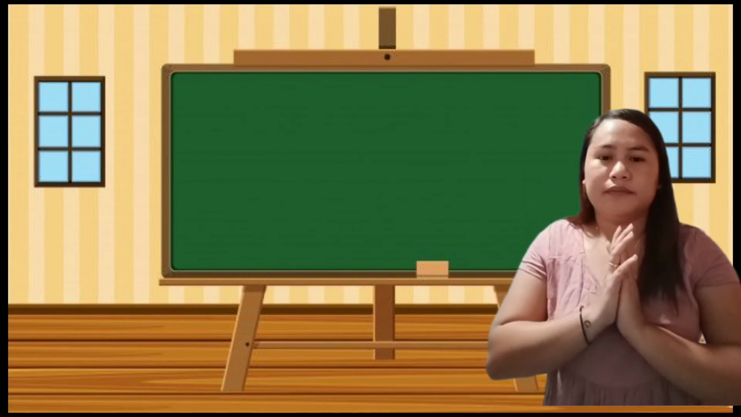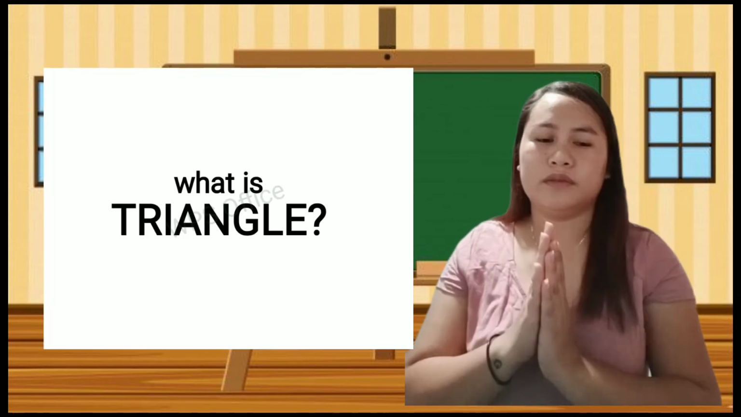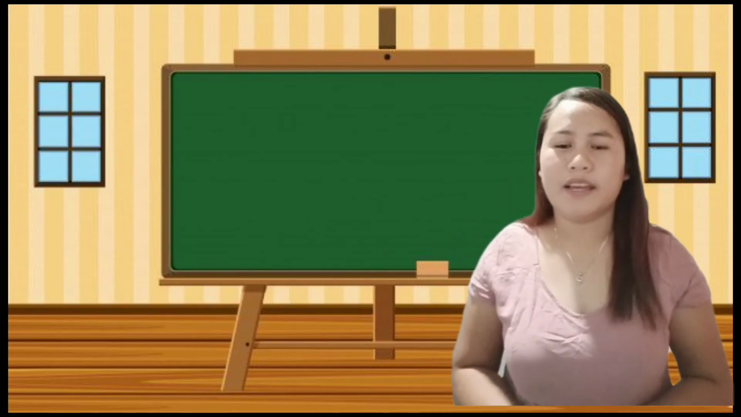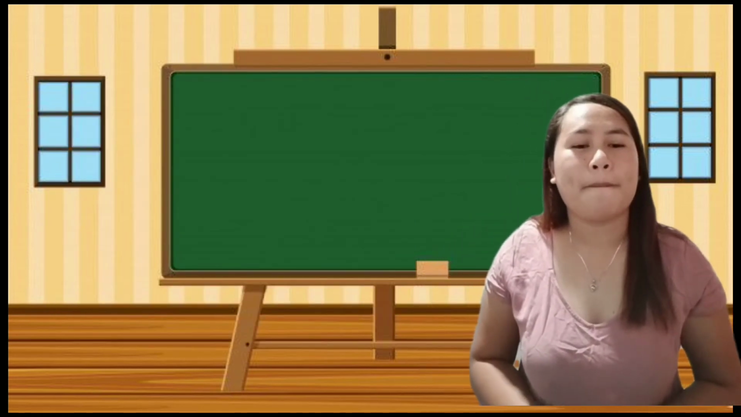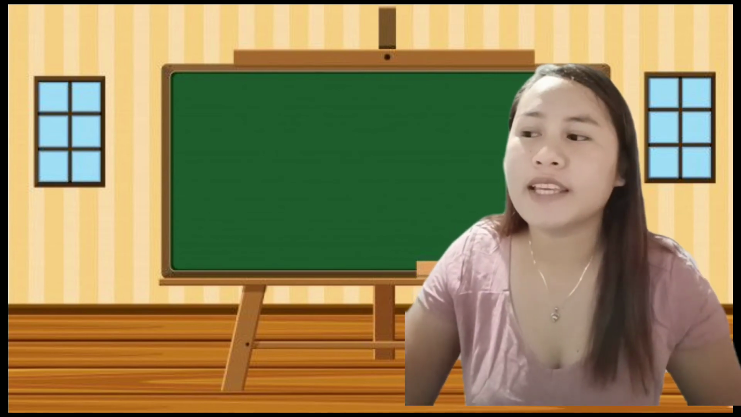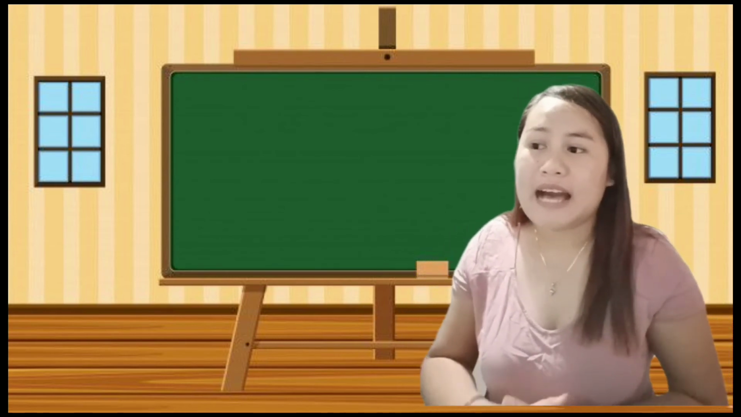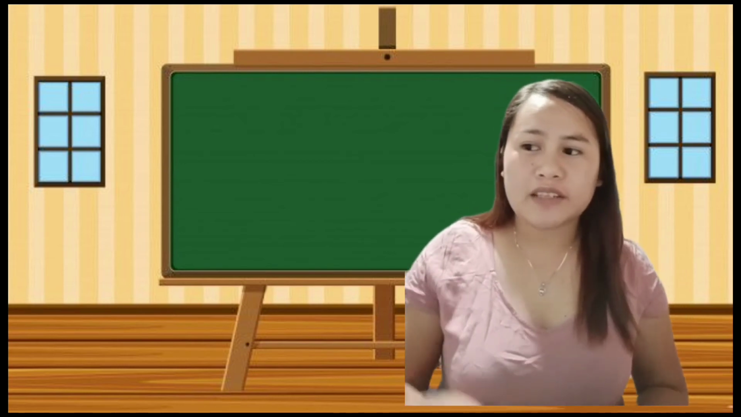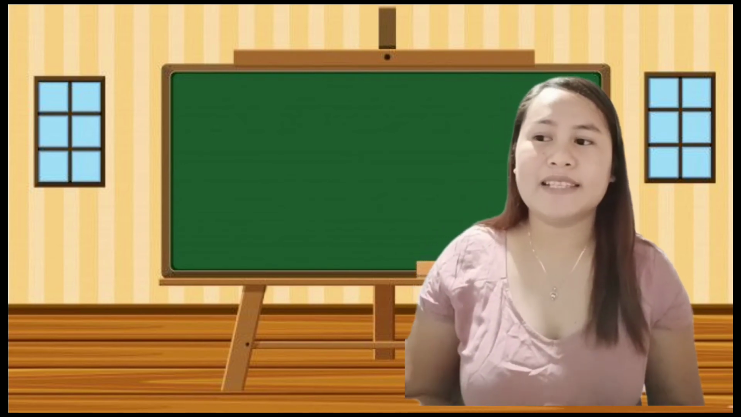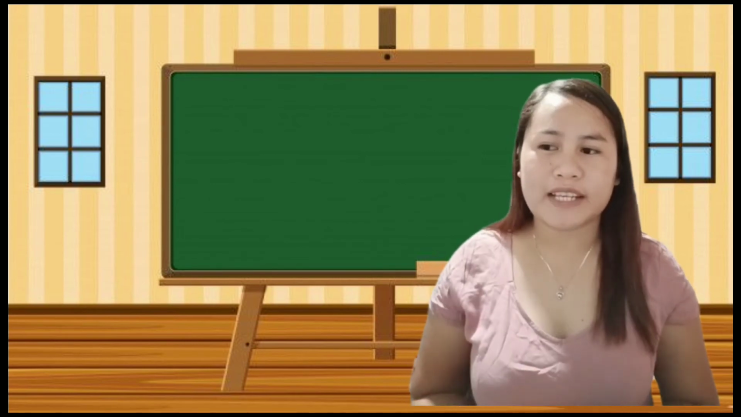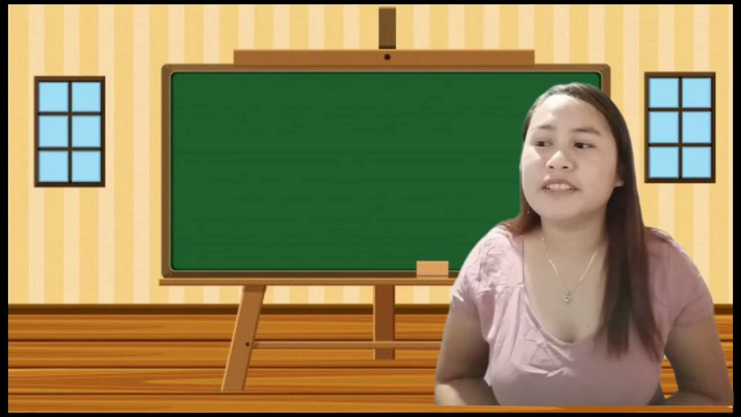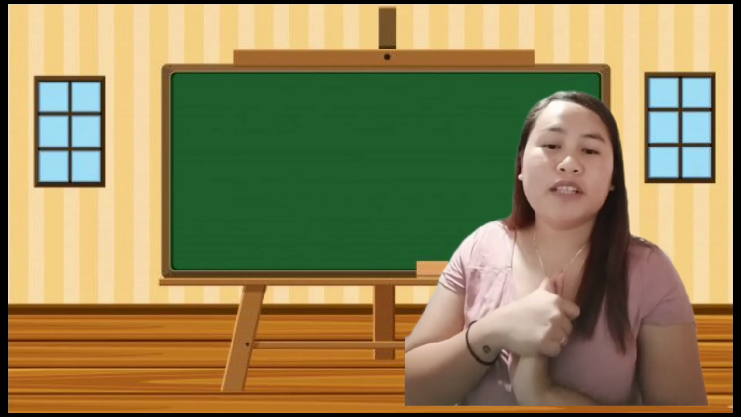Before we start our discussion, what is a triangle? Anyone? Okay, a triangle is defined as a closed two-dimensional diagram containing three sides, 3 angles, and 3 vertices. In simple words, it is a polygon with 3 sides.